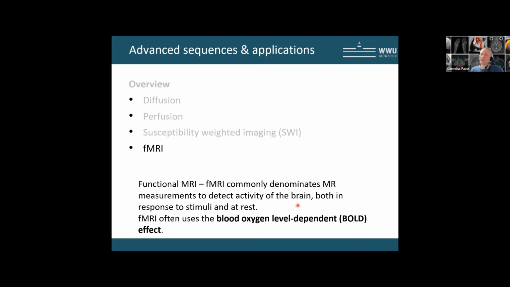Okay, so functional imaging. MRI can image function. Of course, you can image heart function, you can image motion, but if people talk about fMRI or functional MRI, most commonly people mean measurement of activation or activity of the brain. This can be done under stimulation or at rest. And what fMRI most often does is it exploits the BOLD effect. BOLD stands for blood oxygenation level dependent effect.